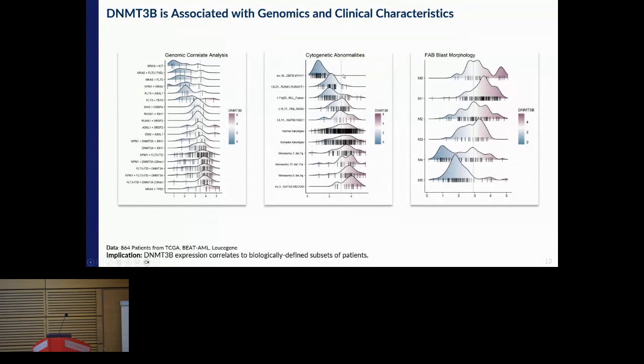On a similar line of thinking, we're able to do the same thing for the different cytogenetic alterations that a patient can have, and also off of the primitive to mature blast morphology, which are all clinical ways of classifying patients that are used in the clinic right now.